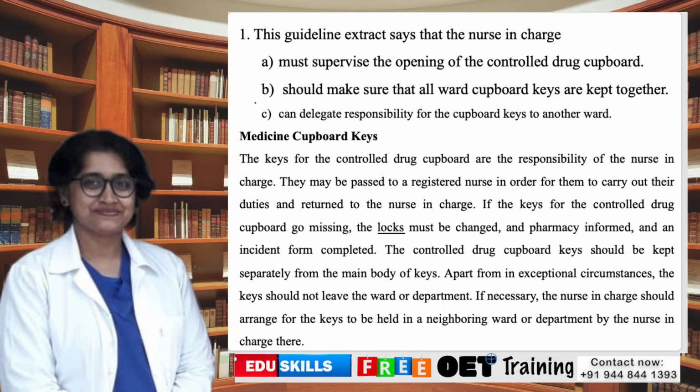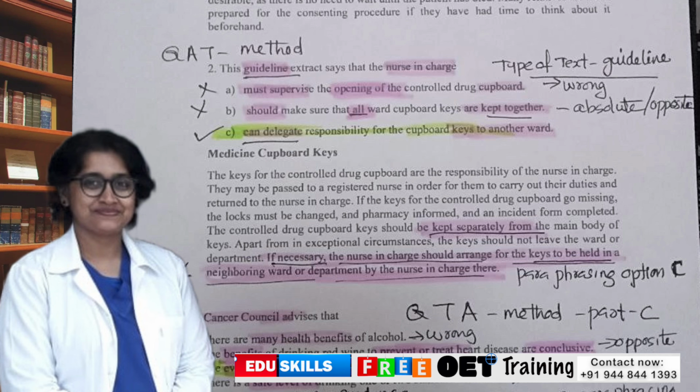When we come to option A, must supervise the opening of the control drug cupboard. Here the keywords are must, opening of the cupboard. Then option B, should make sure that all ward cupboard keys are kept together. The keywords are should, all, kept together. Then option C, can delegate responsibility for the cupboard keys to another ward.